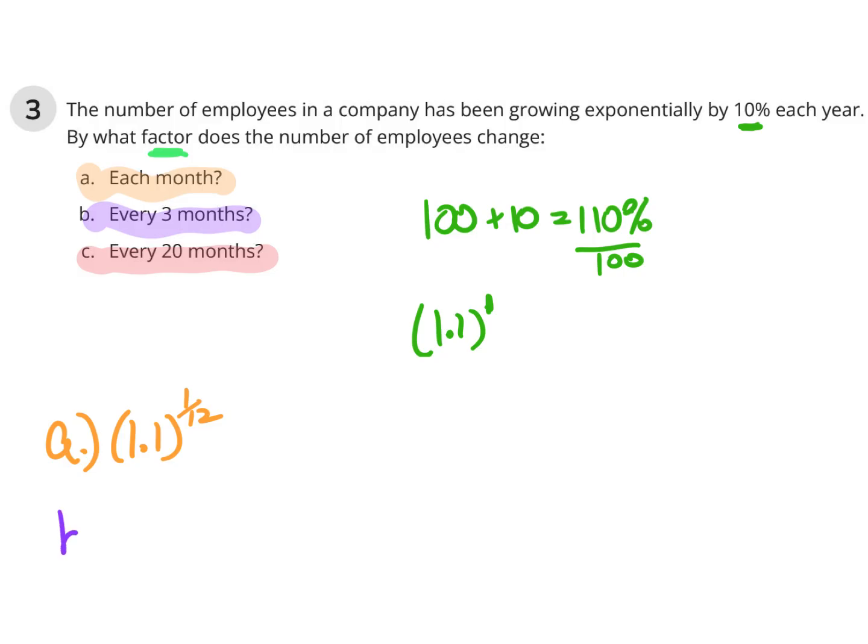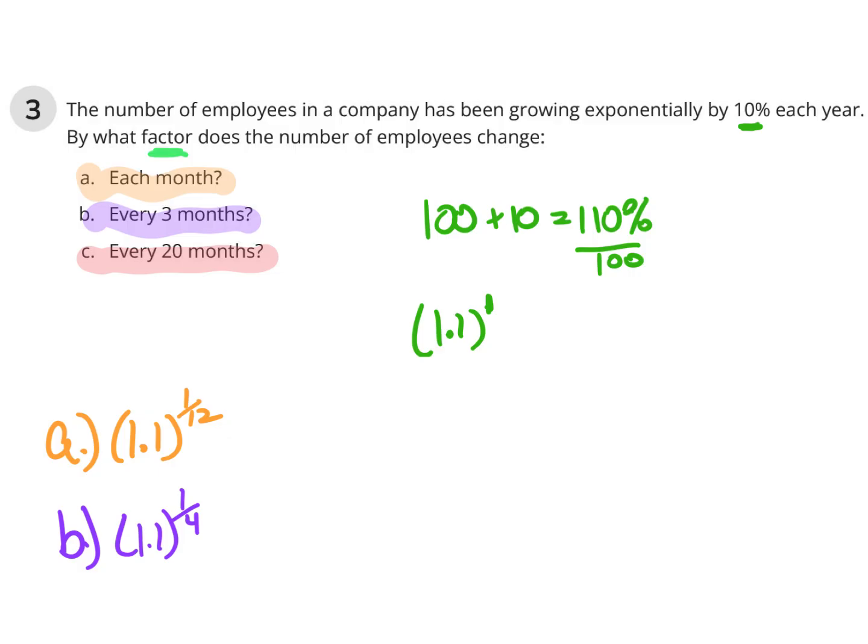So for B, we have to do 1.1 to the 1/4, because 12 divided by 3 is 4 months, and 12 divided by 4 is 3 months.